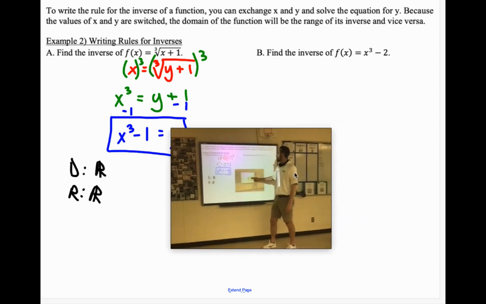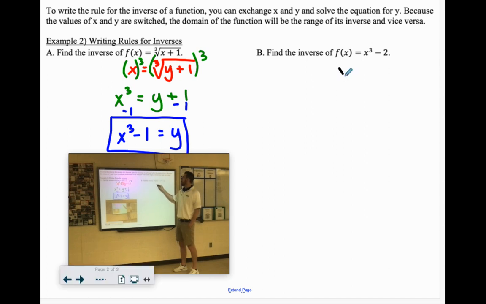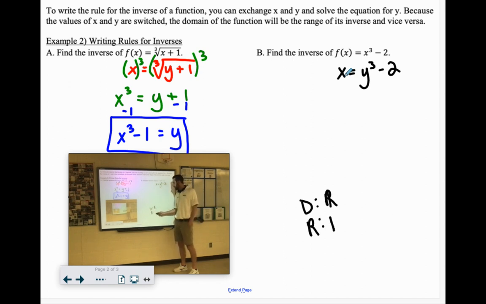So let's try that on this. We might not have enough time, but I'll try. So we're going to flip the x and y. By the way, in the original function, domain is anything. You can cube anything. Same thing with the range. It could come out to anything. So the inverse and the regular function are both all real numbers for domain and range.